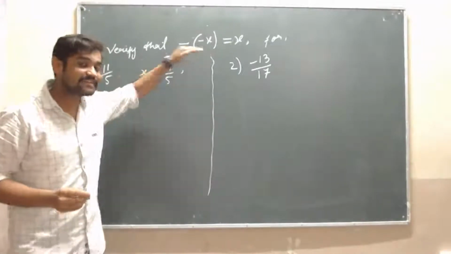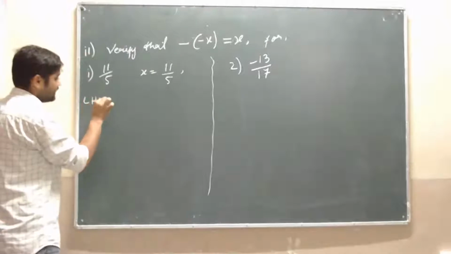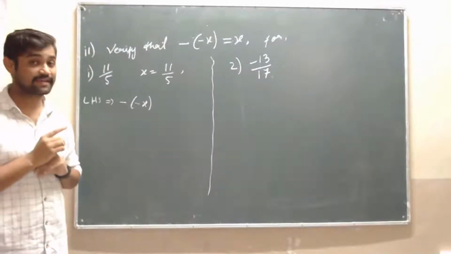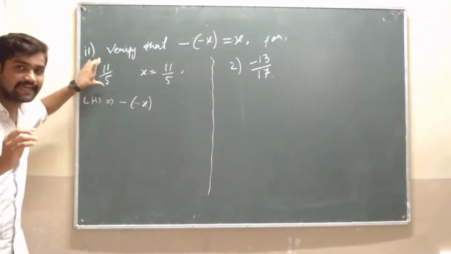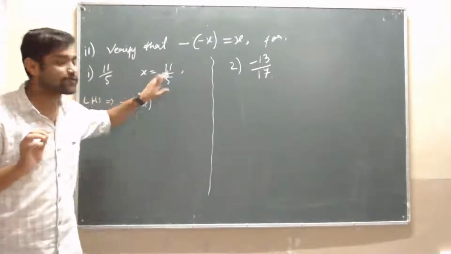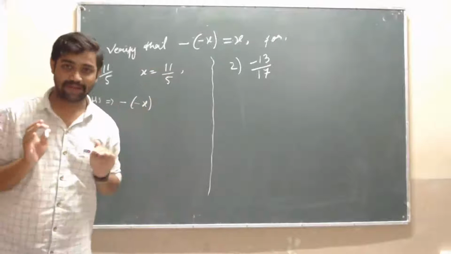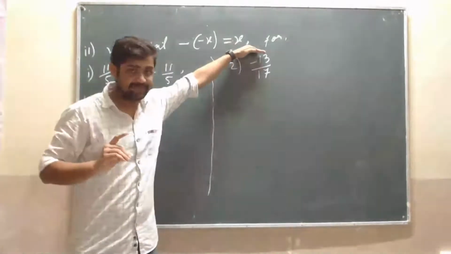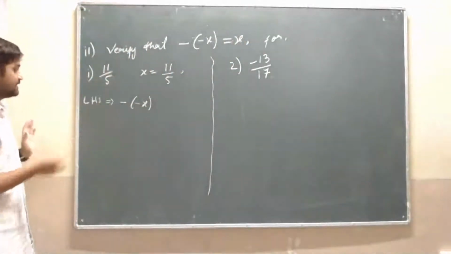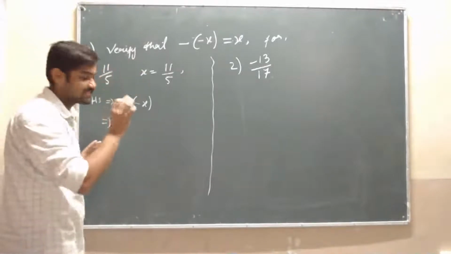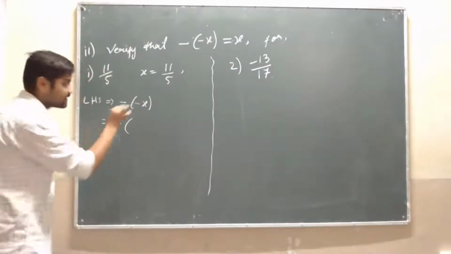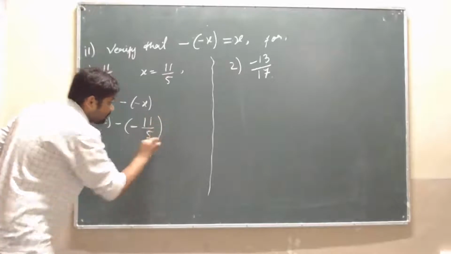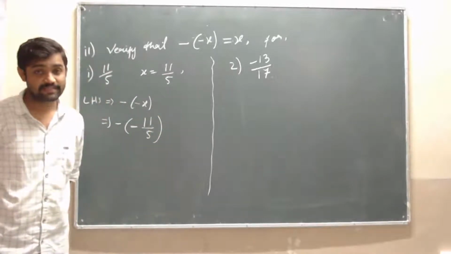Okay, we have the LHS side. What is the LHS side? The LHS side we have is minus of minus x. I think now you are clear. Let's take x is equal to 11 by 5, first one. Then we have the LHS side and this is the RHS side, left hand side and right hand side. Then put the value of x. See here, minus as it is, then here also minus as it is. Then the x value we have is 11 by 5. Is this clear?